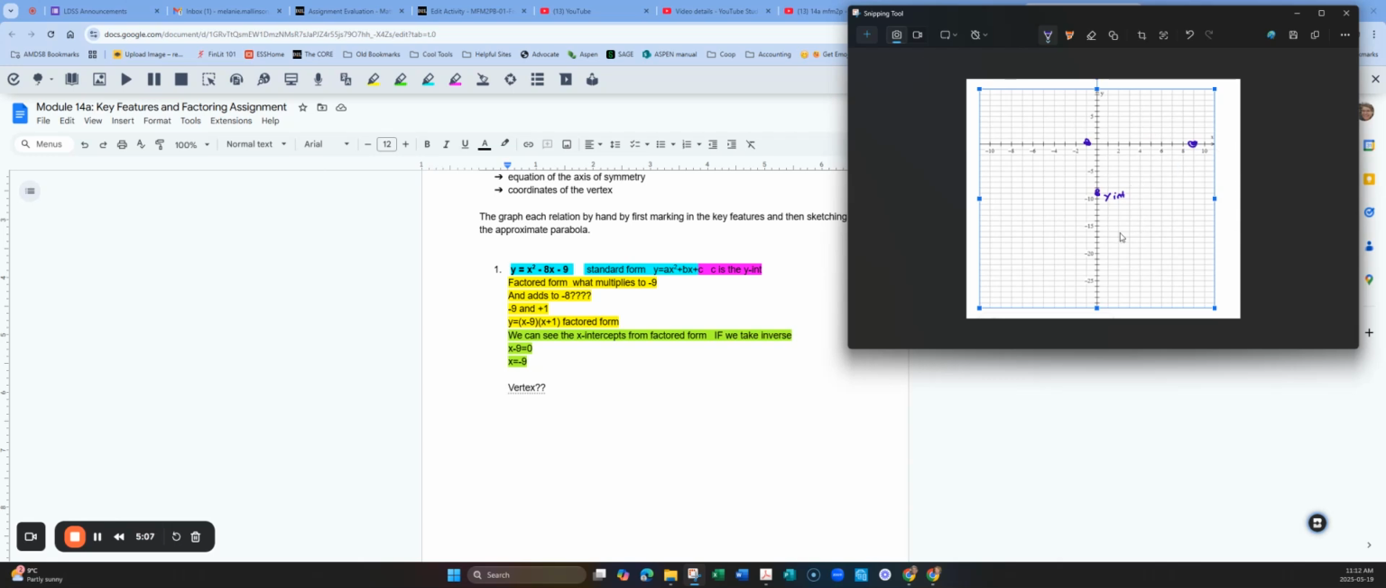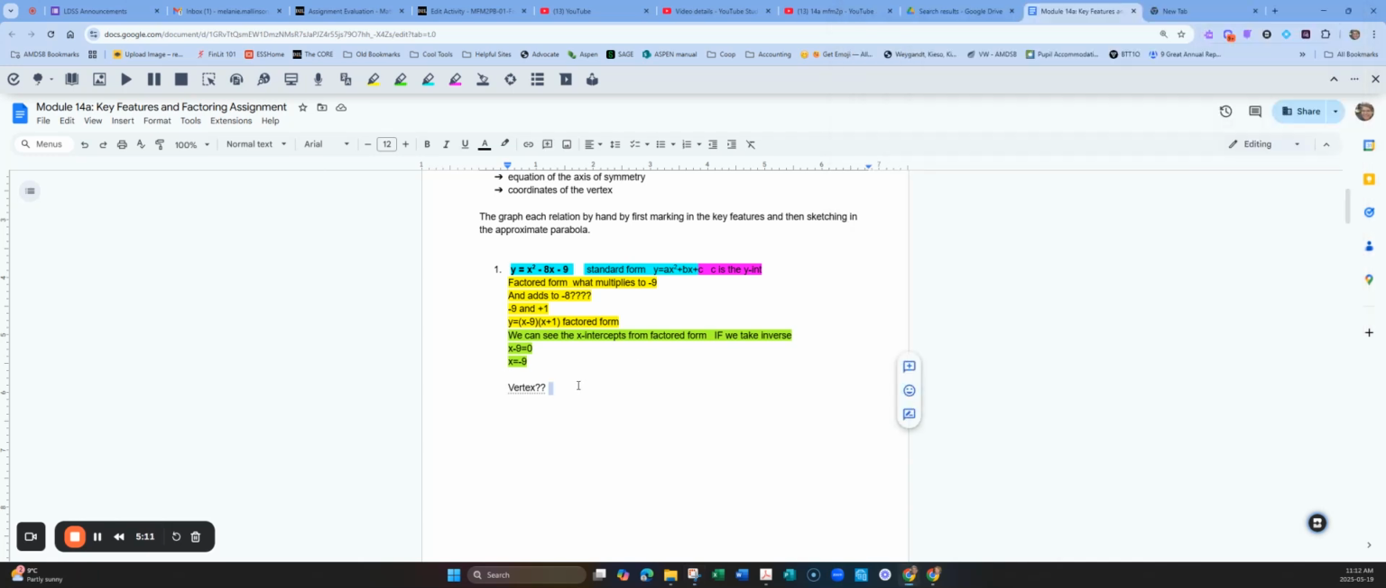It's the min or the max. In this case, it's going to be the min because it's a normally opening parabola. So I'm going to take my x-intercepts, which are -1 and 9, and add them together because I've got to get the middle point of them. Then find the middle point, so just divide by 2. That's going to give me 8 over 2.